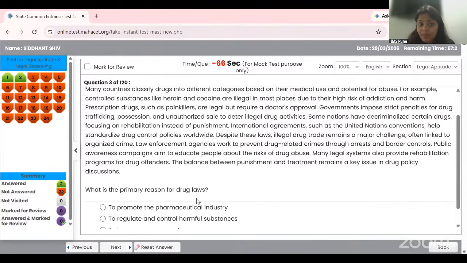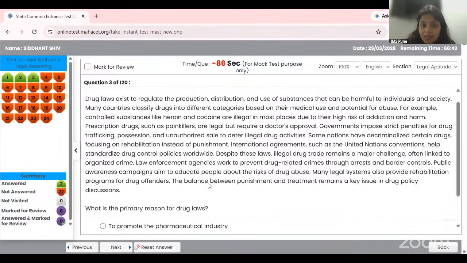Next is promote pharmaceutical industry. That is one aspect. When we talk about drug related laws, I would rather say this is one part of it where this discussion comes up, that the more restrictions you impose on drugs, the more difficult it gets for pharmaceutical industries to obtain it. But it was never to promote this industry. So yes, we wanted to regulate and control the harmful substances.